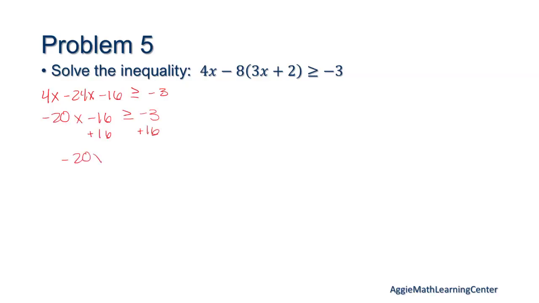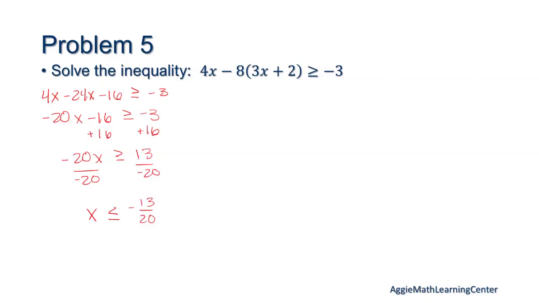13. Okay, and divide by negative 20. And flip the sign. Flip the sign. Beautiful. Nice job, guys. Okay, so now I'm going to say x is less than or equal to my negative 13 over 20. Negative 13 over 20. Okay.